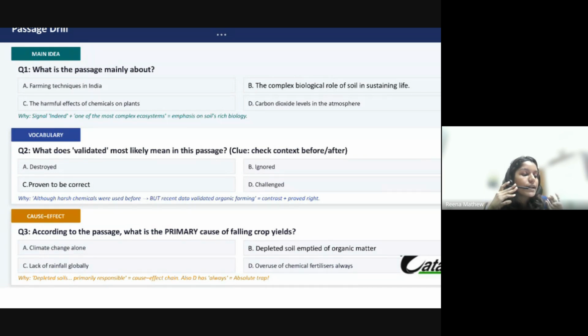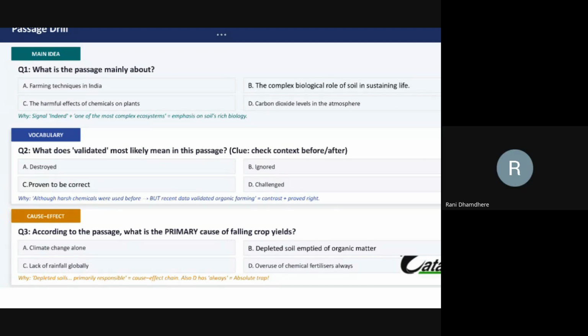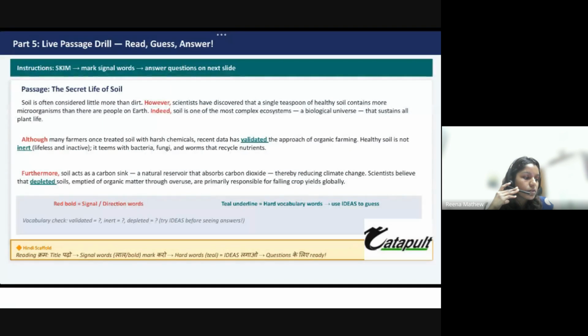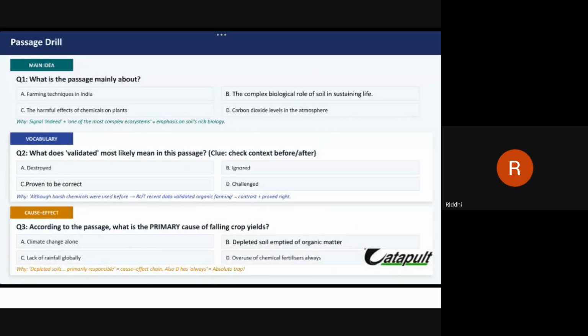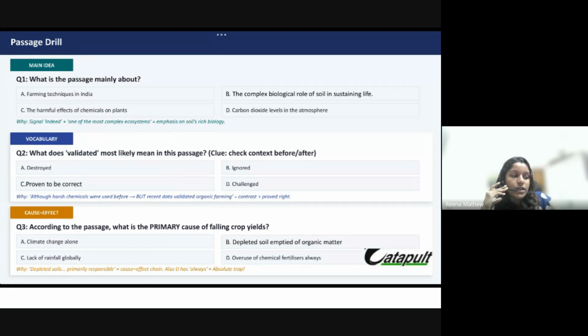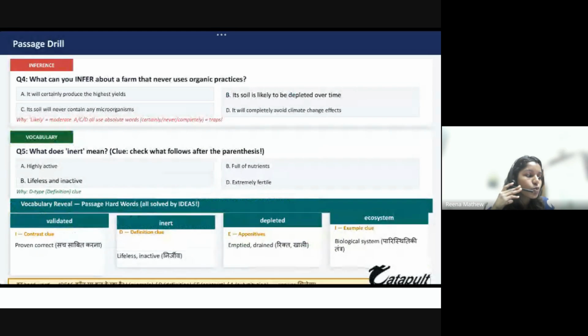Right now look at the third question. According to the passage, what is the primary cause of the fall in crop yields? So cause, karan is being asked. Karan for crop yield ka failure. So can you tell me the answer? B. Correct answer. B. Depleted soil. Yes. Depleted soil, emptied of organic matter. Very good. Just two more questions.